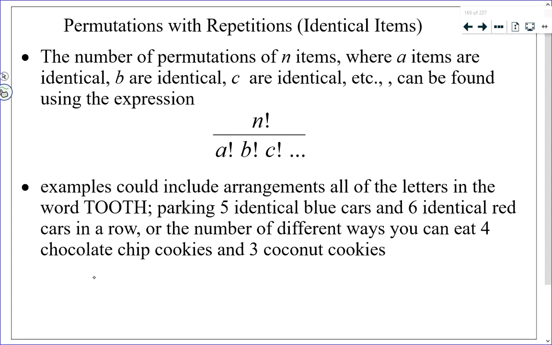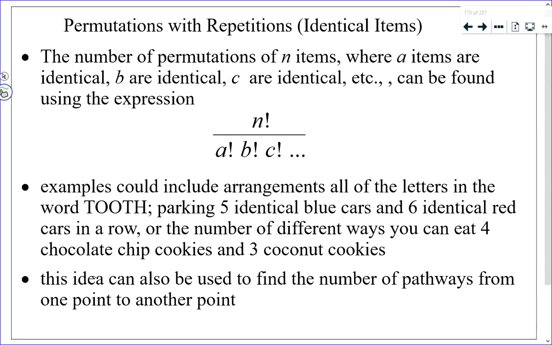Another example would be arranging 11 cars in a row where 5 are identical blue cars and 6 are identical red cars. It would be 11 factorial over 5 factorial and also over 6 factorial. Another example, there are a number of ways to eat 4 chocolate chip cookies and 3 coconut cookies, assuming I eat them one after the other. That would be 7 factorial over 4 factorial and also over 3 factorial.